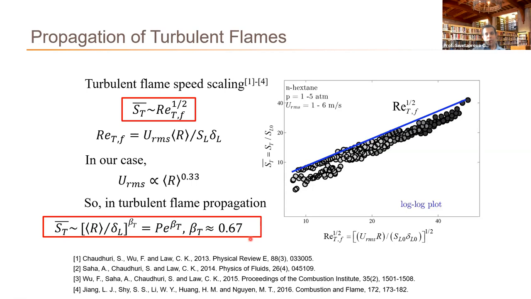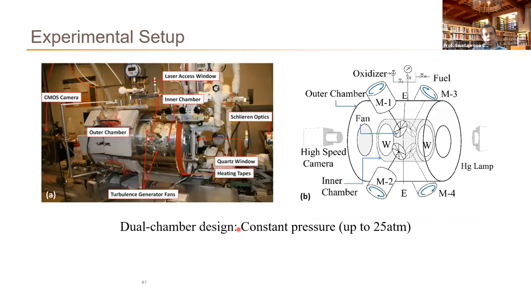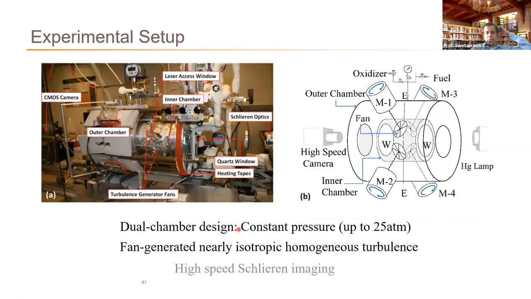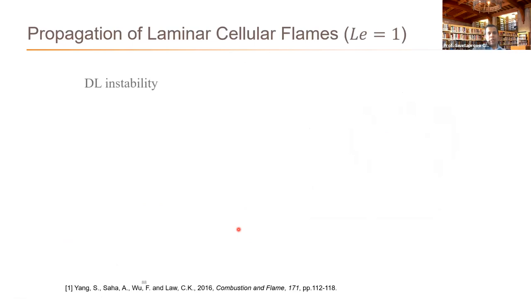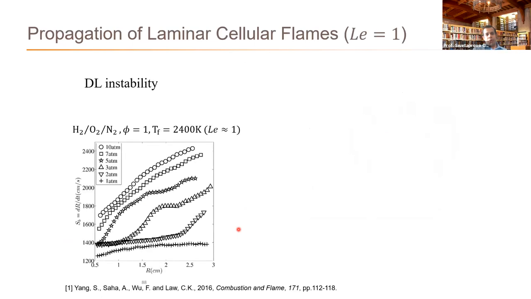This is in the thin reaction zone regime, where there is absolutely no instability deep into the thin reaction zone regime, and we can expect this scaling exponent to be 0.67. Okay. So once again, we did these experiments with high-speed Schlieren imaging, and if we do it for Darrieus-Landau instability conditions, we see that this is dR/dt and this is average radius. So this is at one atmosphere when there is no flame acceleration, and then as the radius becomes larger, the flame starts to accelerate.